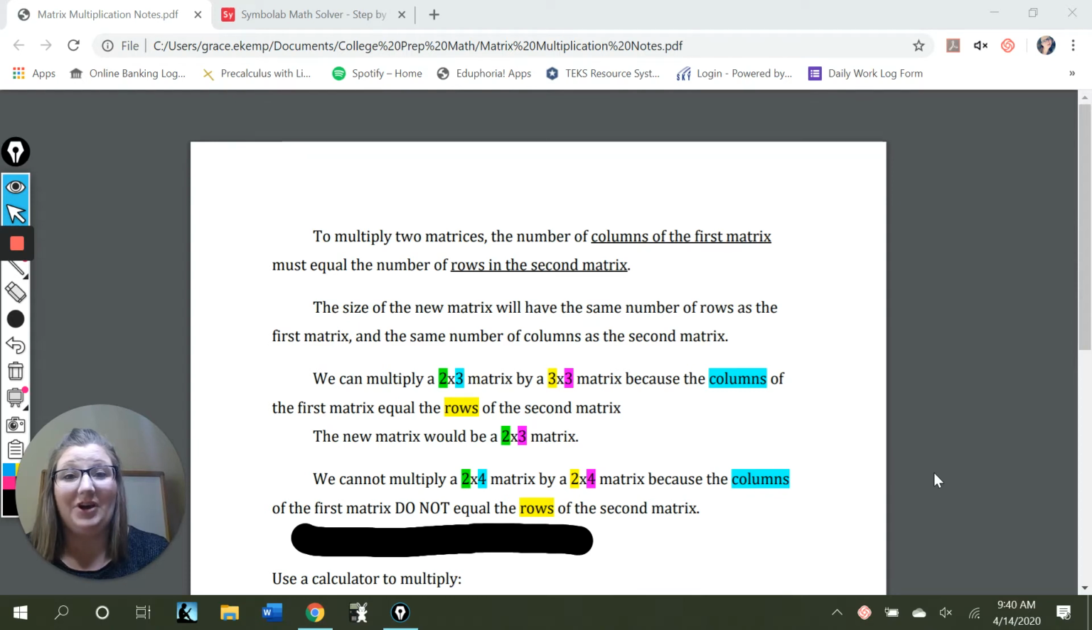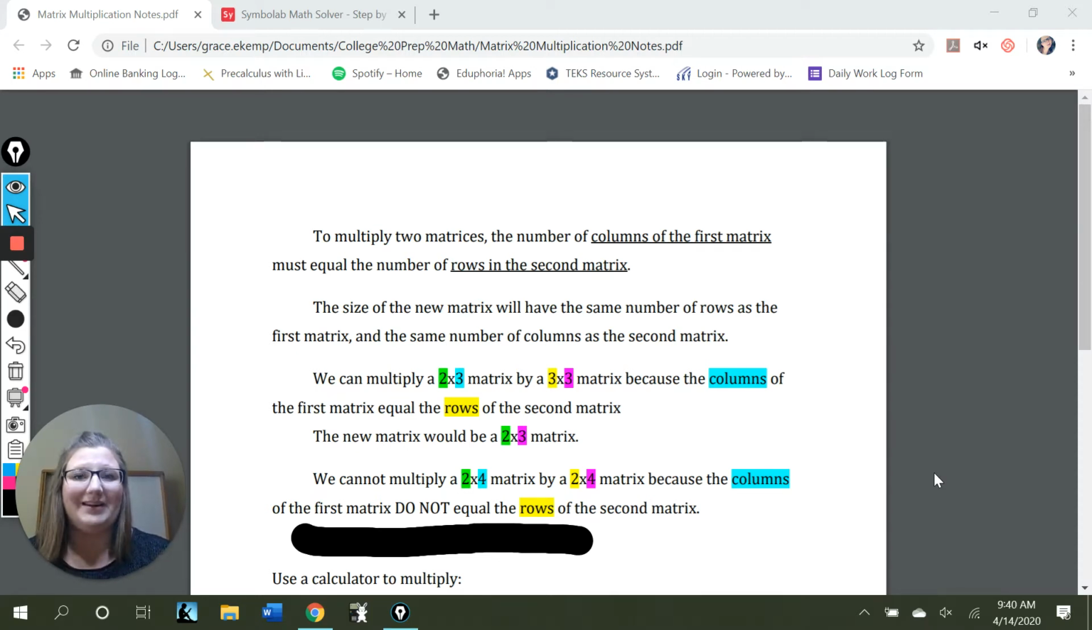Today I'm going to be talking to you about how to multiply two matrices together. So we've already talked about addition and subtraction. Today we're going to be moving on to multiplication. And there are several rules involved with multiplying matrices, so bear with me as we go through them.